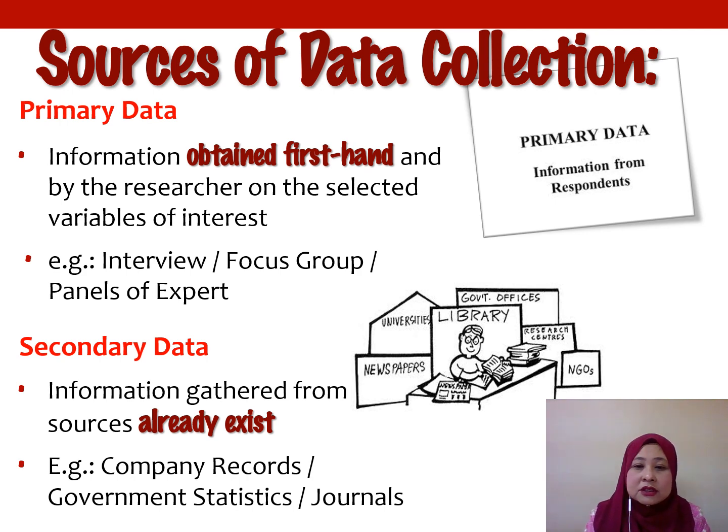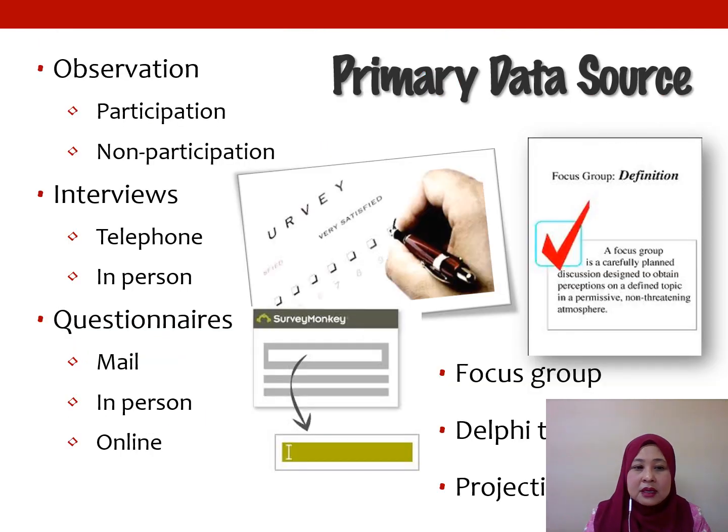So for sources of data collection, we have the first-hand data collection. We also have the second data, which already exists. Primary data source: this topic is talking more about qualitative study. So here we are focusing more on observation and interviews, and for quantitative study, we are focusing more on the questionnaire.